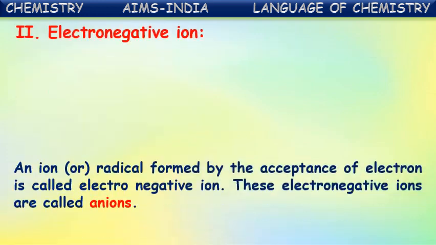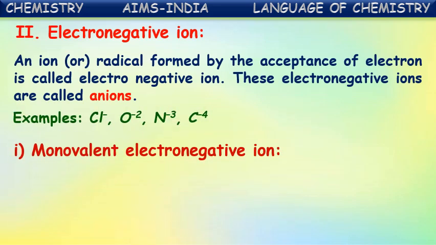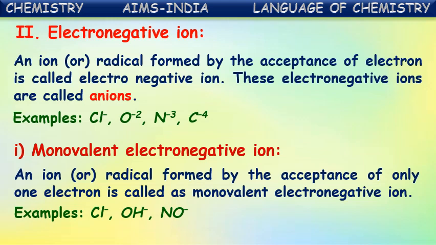Now come to electronegative ions called anions. Positive ions are called cations, negative ions are called anions. This electronegative ion is nothing but an ion or radical formed by the acceptance of electrons, meaning it is taking the electrons. Removing, loss, donation gives cations. Acceptance of electrons, addition of electrons, gain of electrons, these represent the anions. The electronegative ions are called anions also.